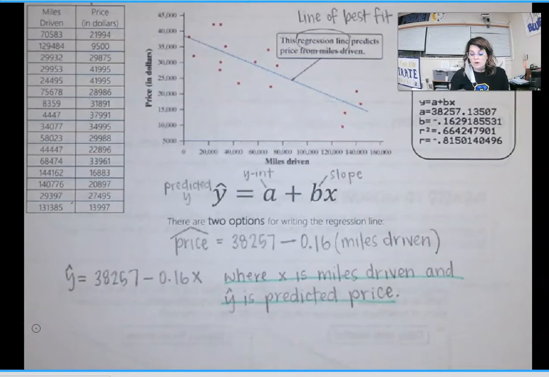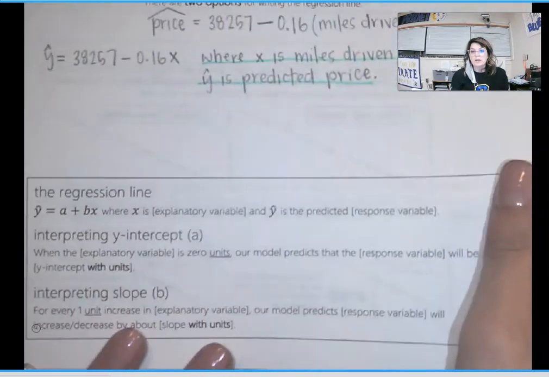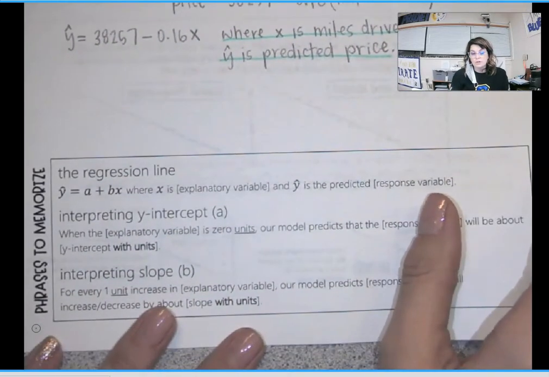Okay, so that's part 1. We're done with part 1. How do we find the regression line? You do your short little quiz to practice what you just learned, and then you'll come back and we'll do part 2, which is interpreting your regression line.